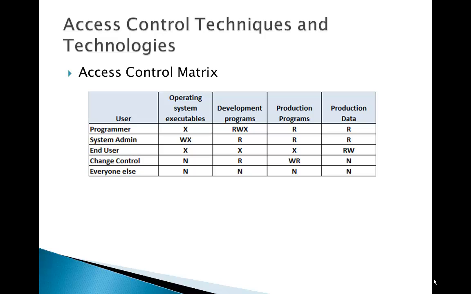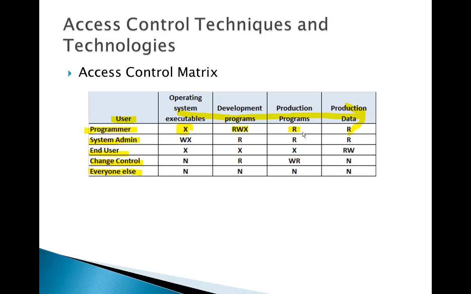Now, the access control matrix. This is a matrix where you have on the rows the various users or user categories or categories of subjects. In this case, I'm doing programmer, sysadmin, and user change control folks, and then everyone else. And then the columns represent resources or objects in the system. The cells are the access right. Programmers can execute operating system executables, basic commands. They can read, write, and execute development programs because it's their job to write code.